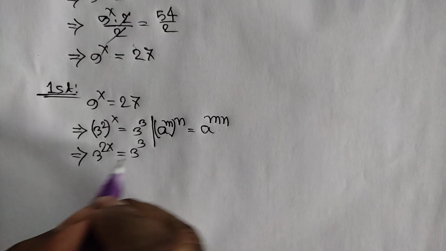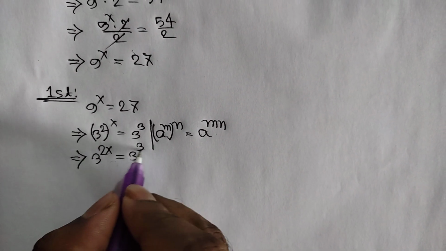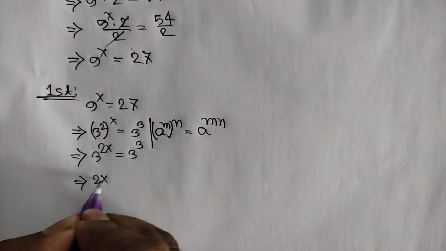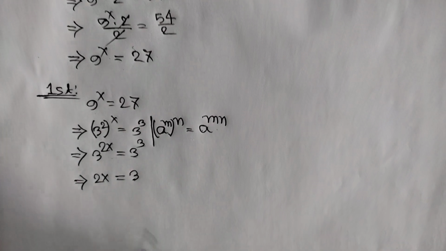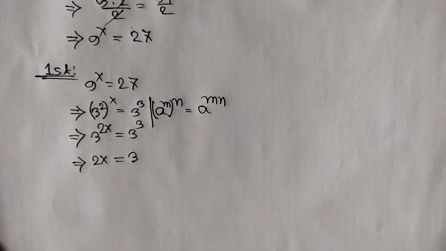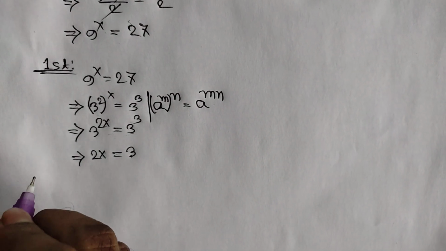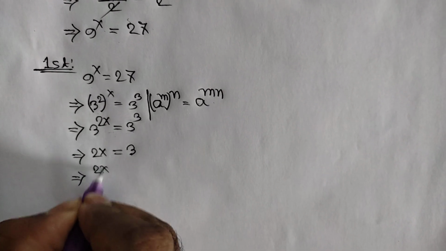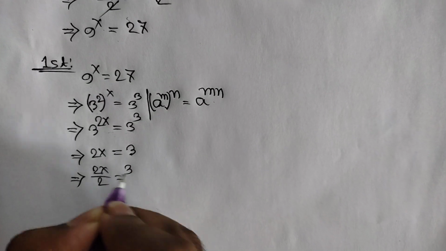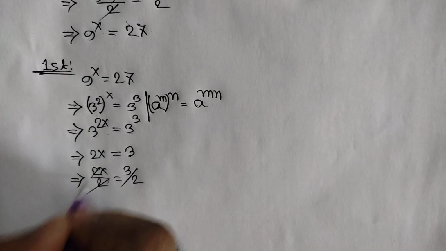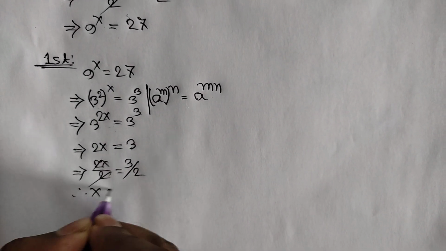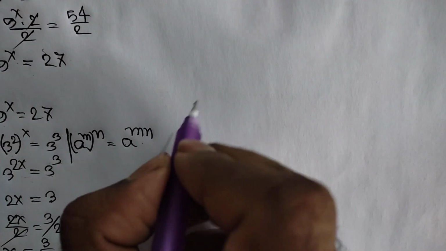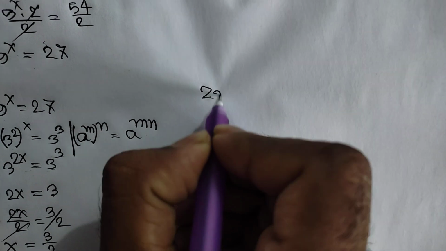Now attention, here there are the same base but different powers, so we can write 2x is equal to 3. We need the value of x, so divide both sides by 2, we can write 2x over 2 is equal to 3 over 2. These two cancel out, so the value of x is equal to 3 over 2. Now we can show the second method.